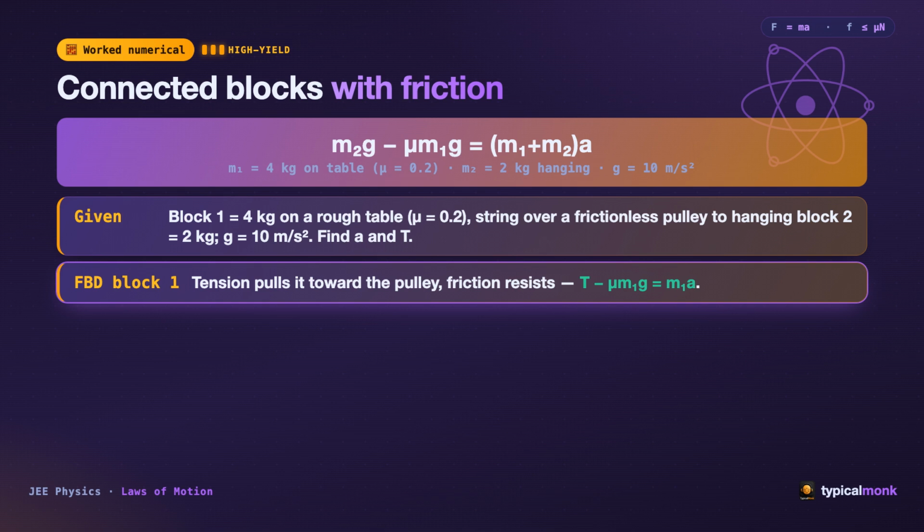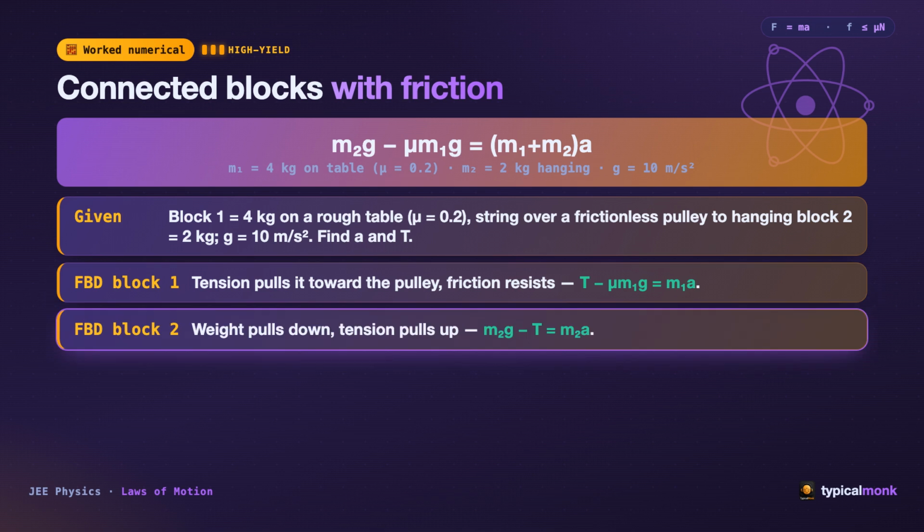The string pulls it toward the pulley with tension T, and friction F resists that motion. So T minus F equals M1 times A, where F equals mu times M1 times G. Step 3. The free body diagram of block 2. Tension T pulls up, weight M2G pulls down, so M2G minus T equals M2 times A.